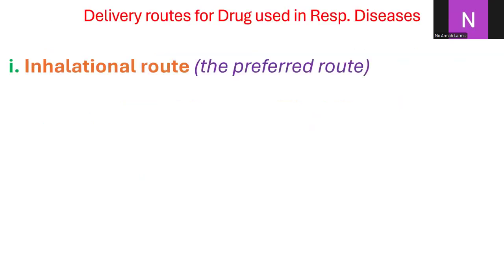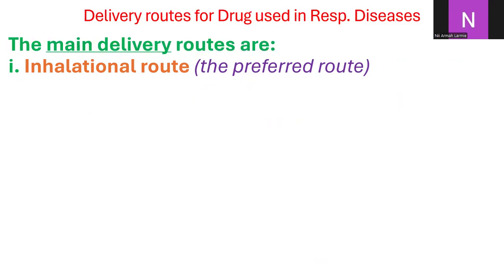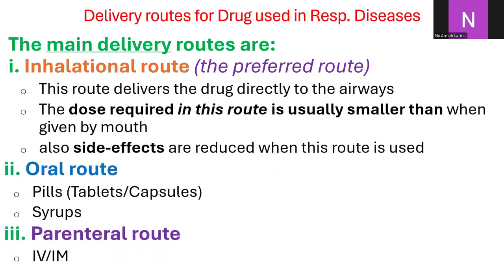How do we get our drugs to the patient? In what forms are the drugs made? Mostly we could give the drug as an inhalational agent through the inhalational route. This is the preferred route because, one, it gives the drug directly to the airways, and in that way you can reduce the doses required for the patient. In reducing the doses, you also reduce the side effects that may be associated with the drug. So the inhalational route is the preferred route.